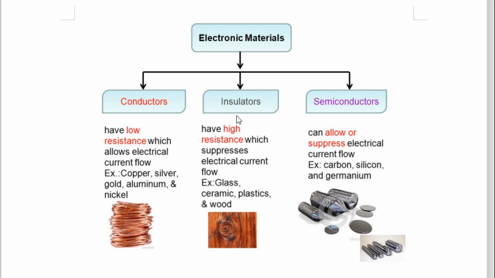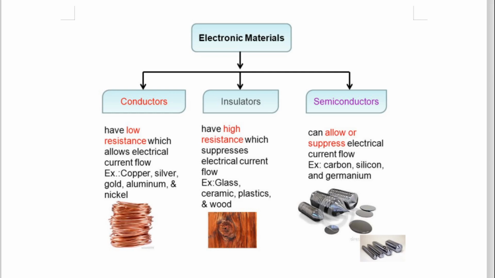Next is the insulator. Insulators are bad conductors of heat and electricity. You are aware of that. Examples of insulators are glass, ceramic, plastic and wood, and a photograph of wood is shown here. The third category of electronic materials is called semiconductors. Examples of semiconductor materials are silicon, germanium and carbon, and these pictures are shown for the semiconductor materials.